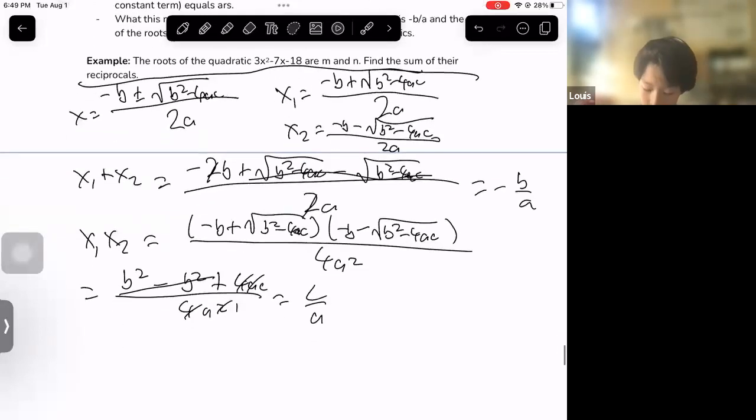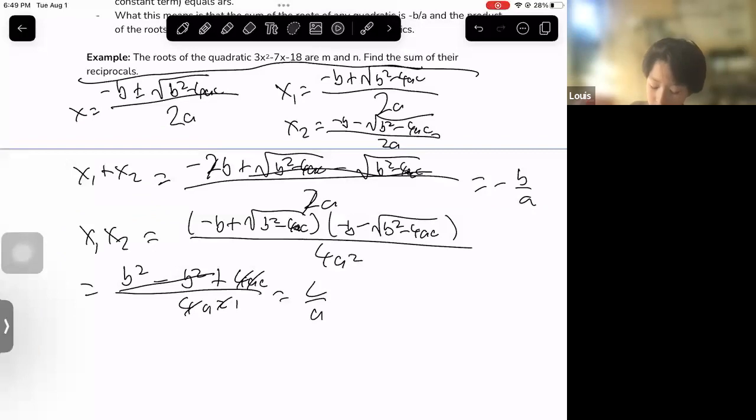Okay, so I'll go over this problem now. Suppose that the roots of 3x squared minus 7x minus 18 are m and n. We're asked to find 1 over m plus 1 over n. So putting them on a common denominator, we just have that it's m plus n over mn.